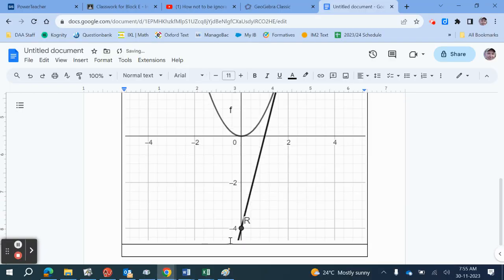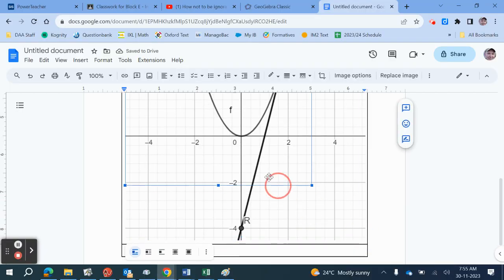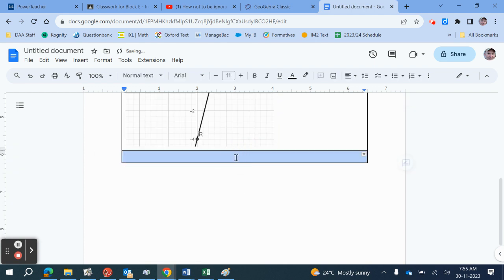Stick it in here. Resize it to the size I want. Every diagram, every graph, every table must have a heading. It must also be numbered. So, as an example, graph 1 typically starts like that, and then say something descriptive.